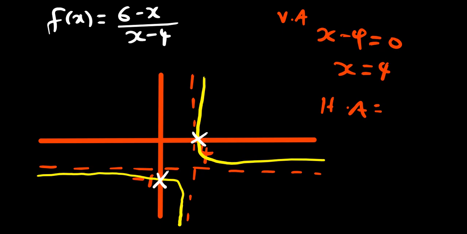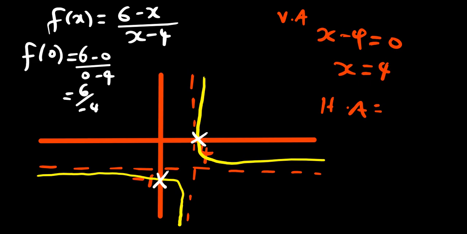Okay, let me start. Let's say f of x on the y-intercept, x is equal to 0. So f of 0 is equal to 6 minus 0 over 0 minus 4. So I have 6 over negative 4. That is just the same as 3 over negative 2. When I divide 3 by 2, that is just like negative 1.5, right? So let me say this point is negative 1.5.